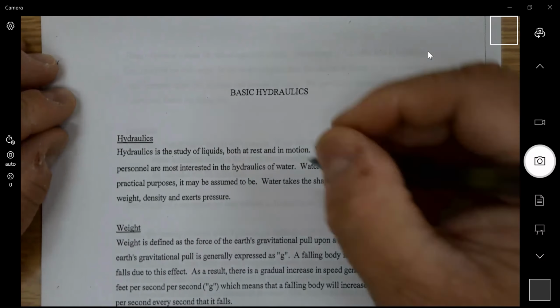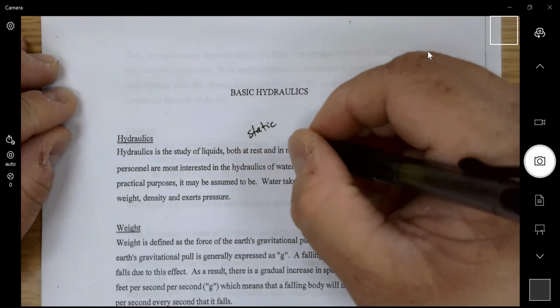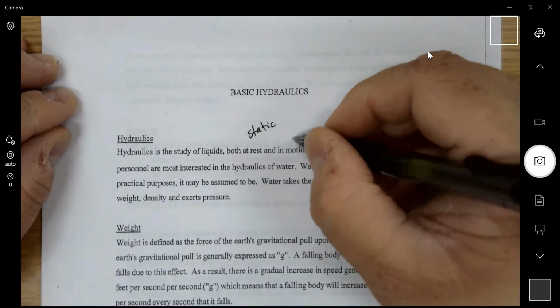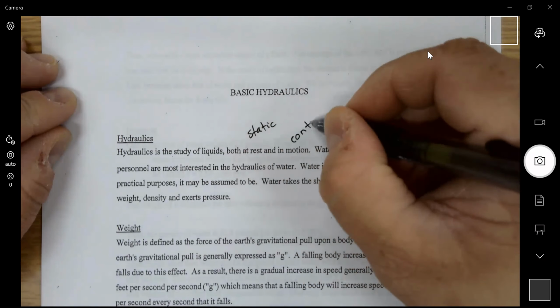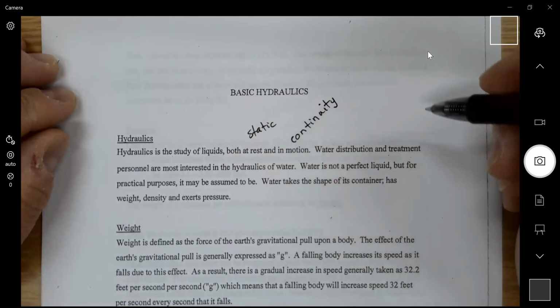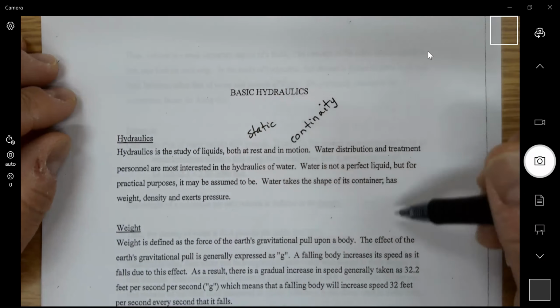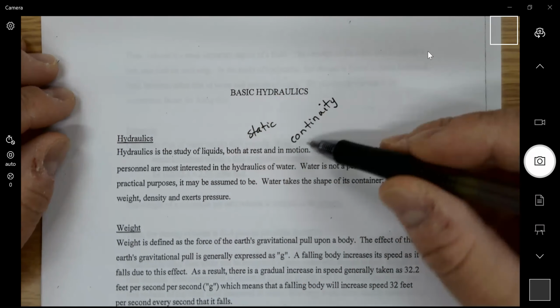We will be dealing with static today, which is at rest, and then we'll be dealing with the continuity equation, which is in motion, okay?